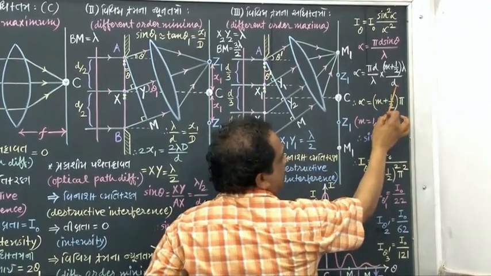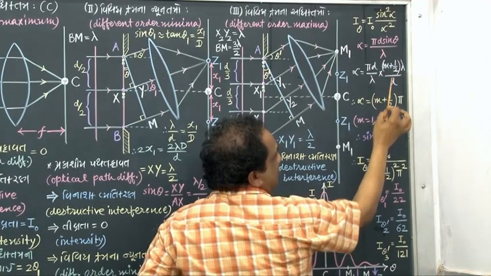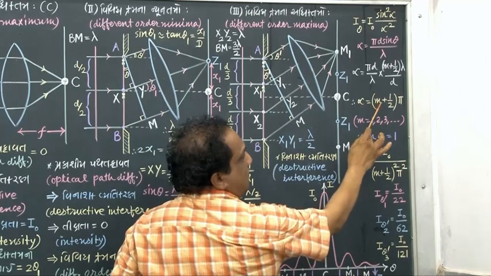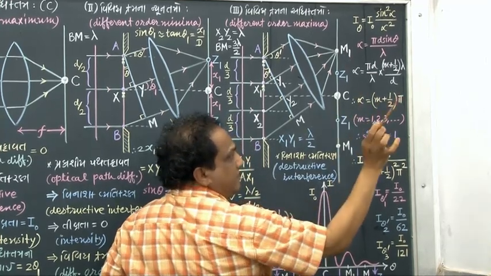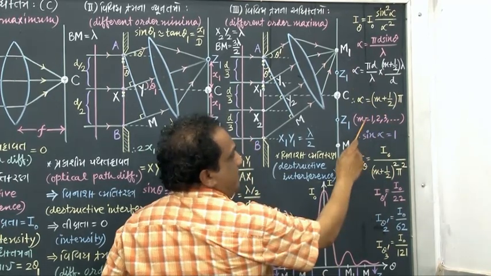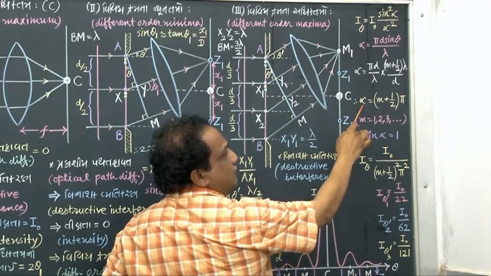Now look here. d and d will cancel. Lambda and lambda will also cancel. M plus 1 by 2 as it is, pi also as it is. Now what is m here? Order of maximum. You can change it like 1, 2, 3 and so on. You may put m equal to 1, 2, 3 here, and every time you can find different values of alpha.